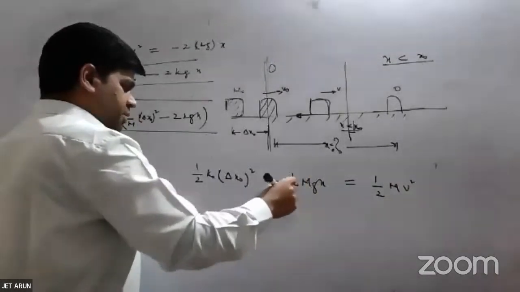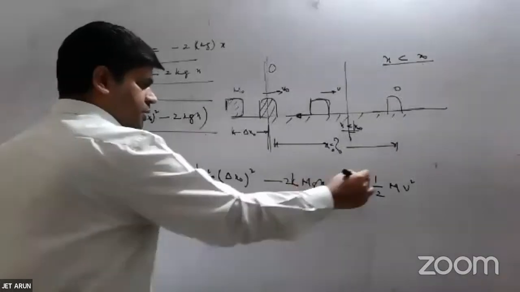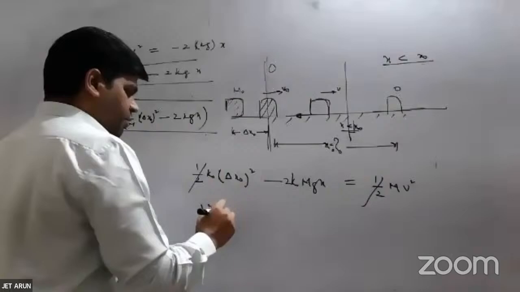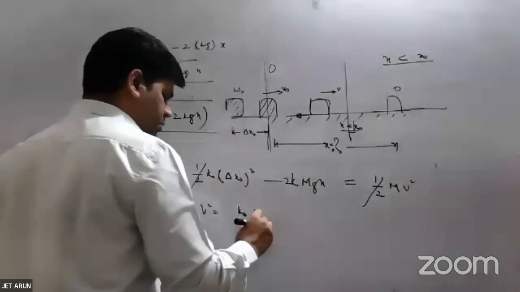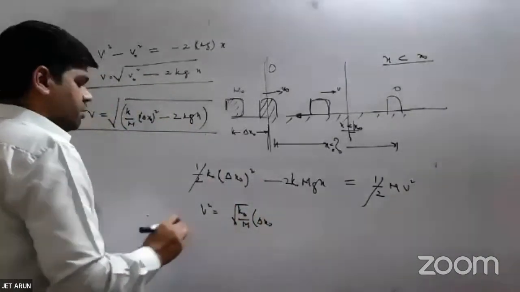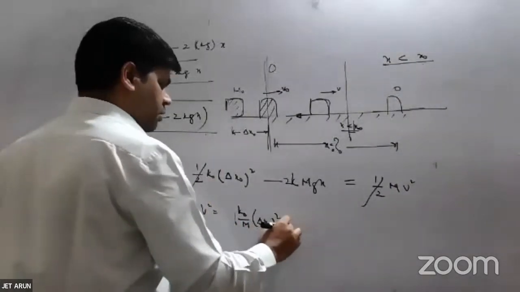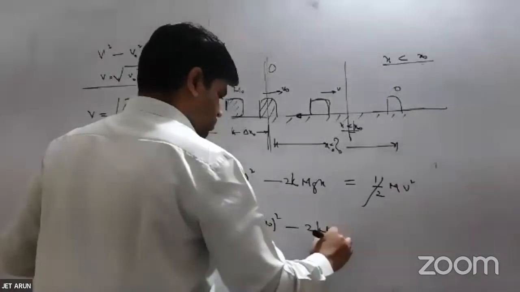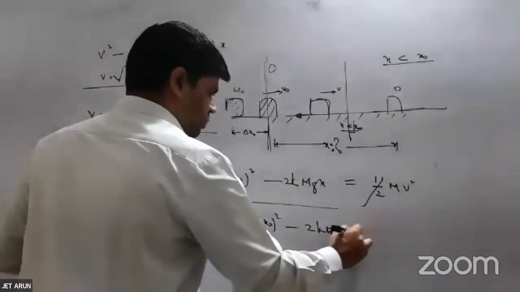I'll get m gets cancelled out. No, m comes over here. 2, this becomes 2, and this 2 gets half gets cancelled out. So I'll have v square is equal to k naught by m delta x naught square minus 2 mu gx. So v will be equal to root of.